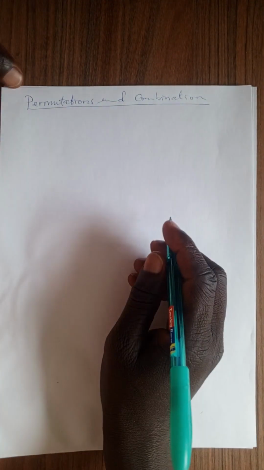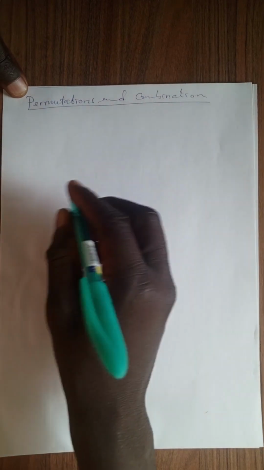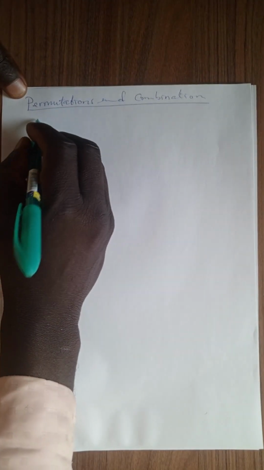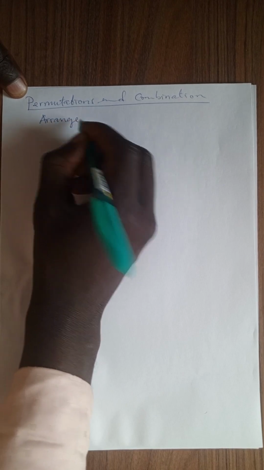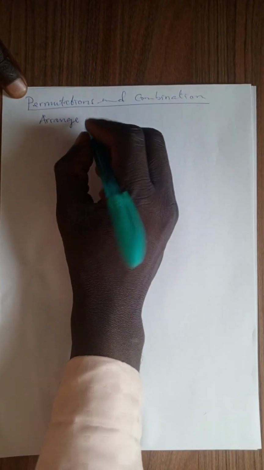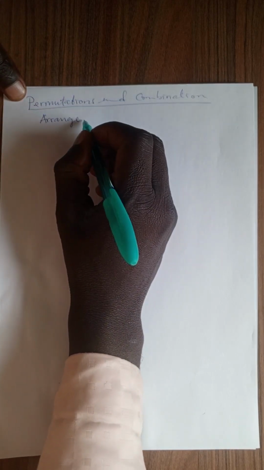In this video lecture, we are going to consider permutations and combinations. The word permutation simply means arrangement. To arrange items in a particular order, we call it a permutation of the items or the objects.